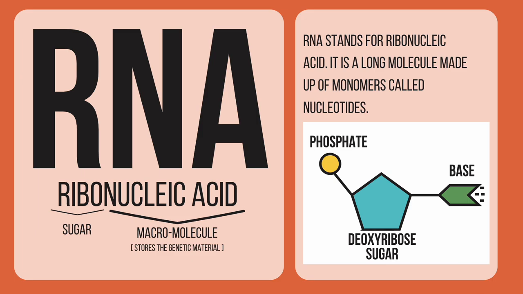It is a long molecule made up of monomers called nucleotides. So again, it has your phosphate. Instead of your deoxyribose sugar, like your DNA nucleotide that's shown here, where that pentagon would be your ribose sugar. And it would still have your same base. So the same structure, but instead of a deoxyribose sugar, it just has a ribose sugar.